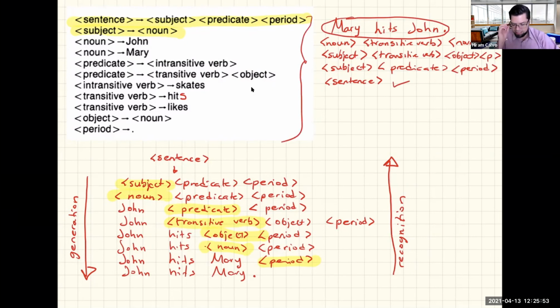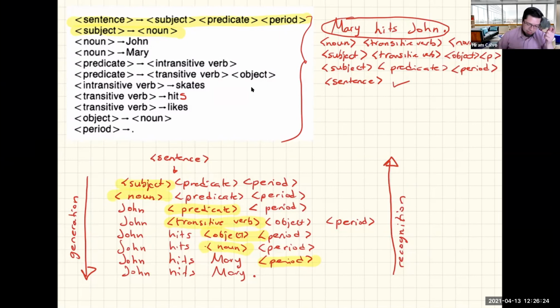Mary hits John is recognized by this grammar, or we can say also that some people say it's grammatically correct, just because there is a grammar that is able to recognize this. So we have, yes, Dima? I wanted to ask, how do we know that we can see the noun as the subject or an object?